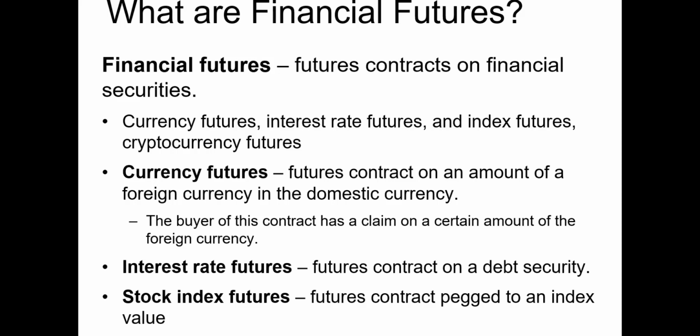Now let's talk about financial futures. Financial futures are futures contracts on financial securities. I'll discuss 3 of these here. First, we have currency futures, and currency futures contracts allow us to enter into a contract to buy a specific amount of a currency at a set exchange rate at a future point in time. For example, I might enter into a contract to buy 1 million Japanese yen at 110 yen per dollar in 2 months.